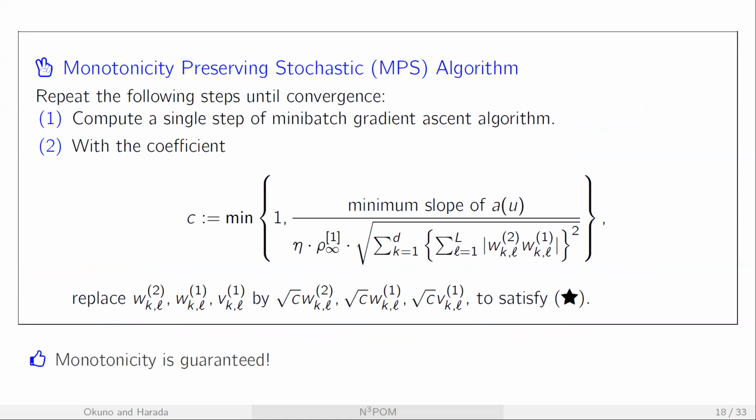Okay, so we obtained the sufficient condition. Using this condition, we proposed a monotonicity preserving stochastic algorithm for training the proposed N3POM. In this algorithm, we first compute a single step of minibatch gradient ascent for training the functions A and B. Then we compute the quantity C, this one, and replace the neural network weights like this one to satisfy the sufficient condition represented by the inequality star. Then the monotonicity is certainly guaranteed.